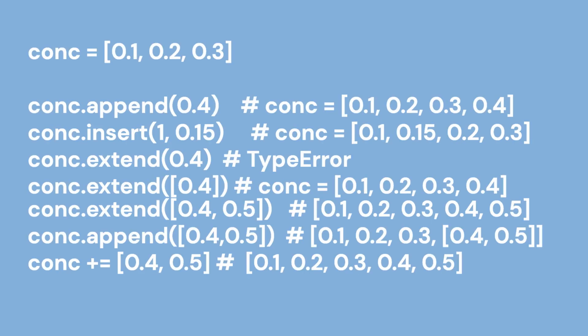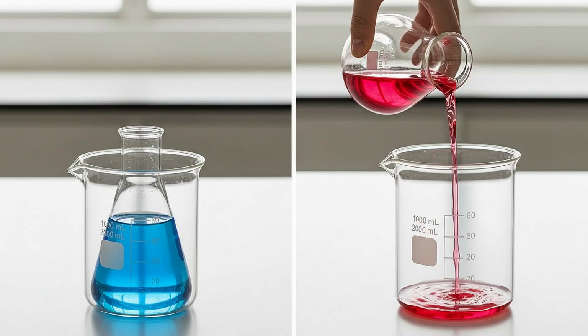Important, adding methods. Append adds an item to the end. Insert(index, item) inserts the item at the index. Extend(iterable) adds each element individually. The extend input must be an iterable, otherwise you get a type error. Append(list) adds the whole list as one item. Append is like putting a whole beaker inside another beaker. Extend is pouring the contents.